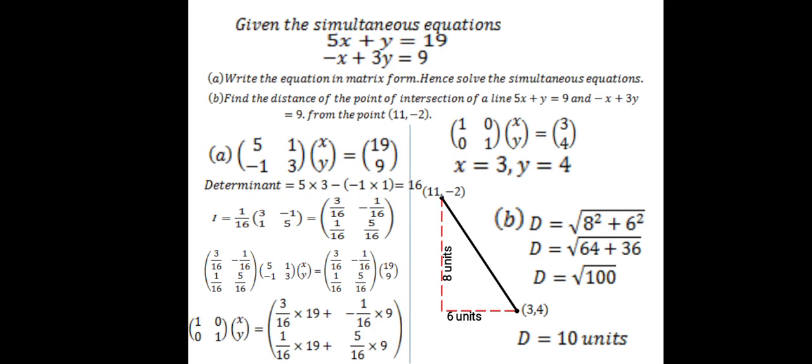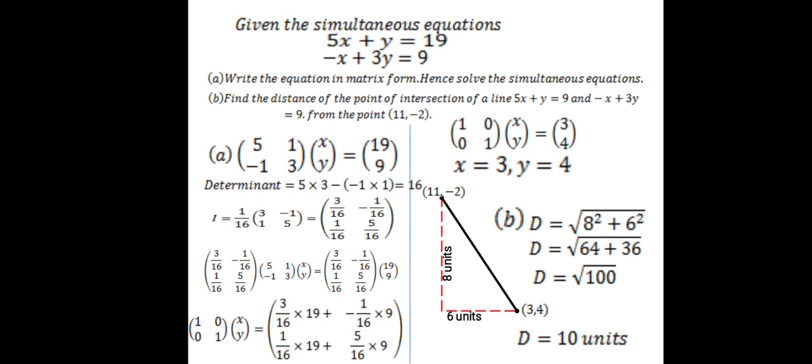Given the simultaneous equation 5x plus y is equal to 19, negative x plus 3y is equal to 9. Write the equation in the matrix form. You can see part A written in the matrix form 5, negative 1, 1, 3, xy is equals to 19, 9.